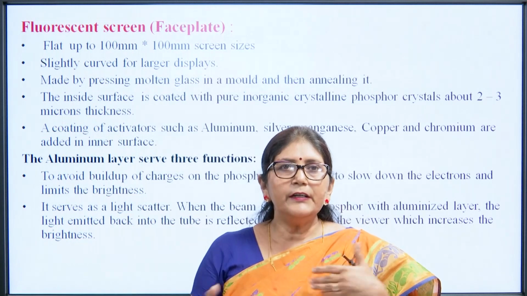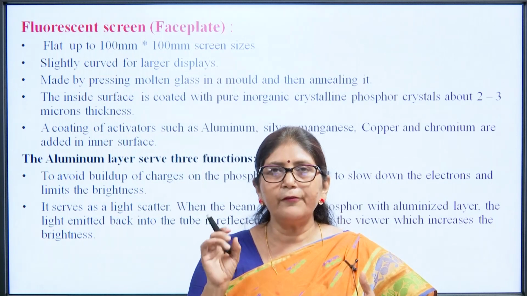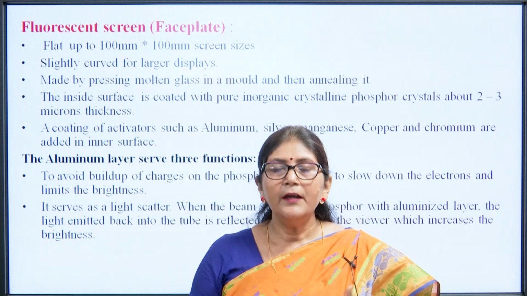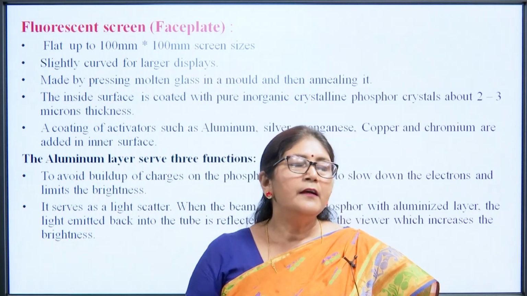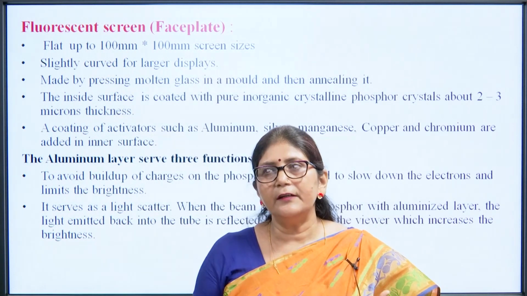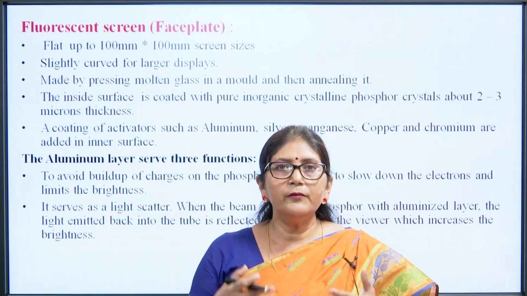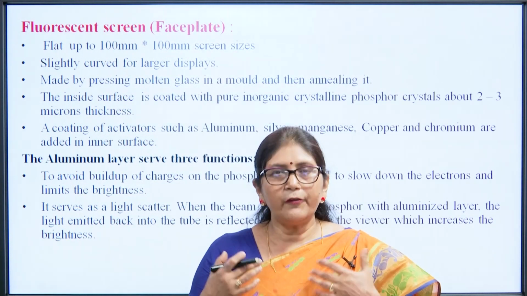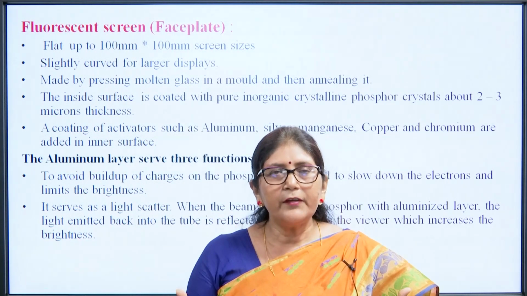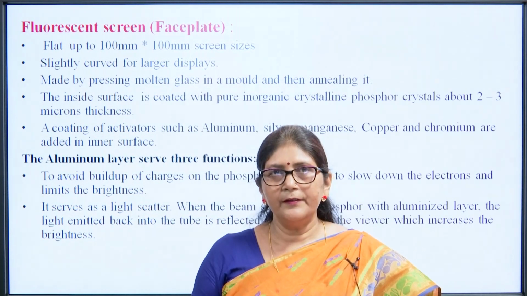So, what is the need of the aluminum layer? When an electron strikes the phosphor on the screen, since electrons have very high velocity, it will generate some heat. If the heat is not dissipated, that area will be burned out. So, to avoid burning, we use the aluminum coating. Aluminum, or any heat conducting material, dissipates the heat into the atmosphere.